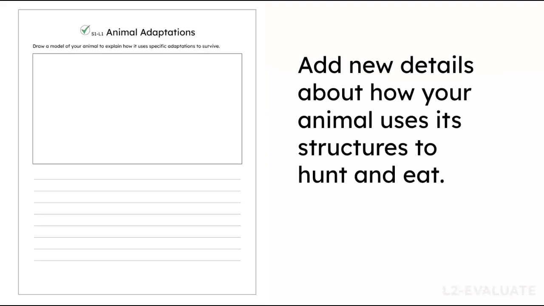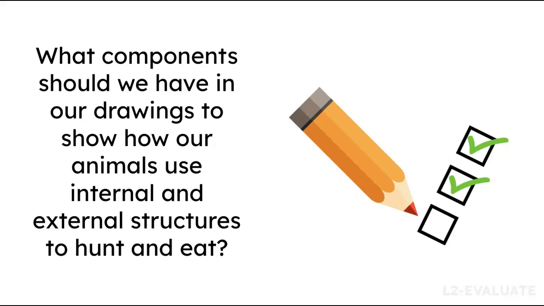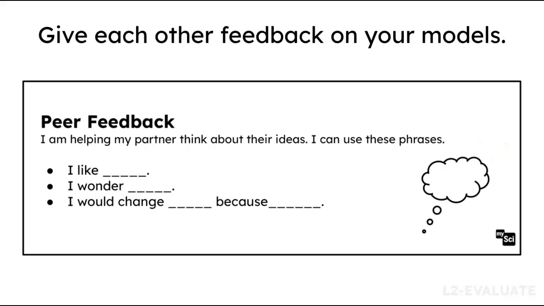For the Evaluate portion, you'll provide students time to research ways their animals get and eat food. You'll direct students back to their Animal Adaptations student journal page and have them add new details about how their animal uses its structures to hunt and eat. You'll use the new evidence students observed to add to the Gotta Have It checklist. You'll have students use the peer feedback table tent cards to provide feedback to each other on their models.